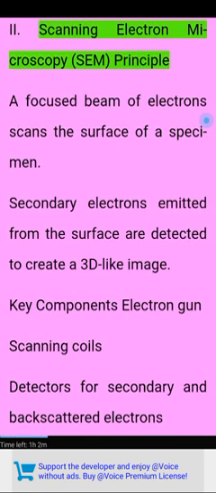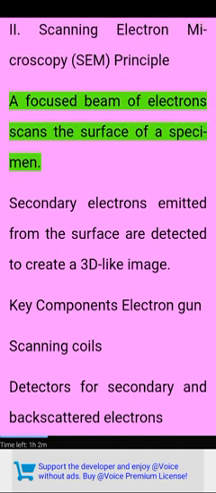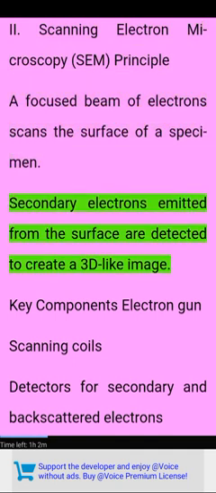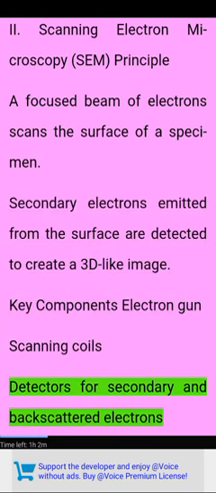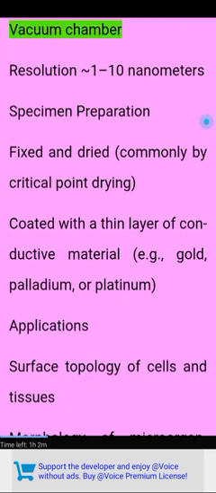2. Scanning electron microscopy (SEM). Principle: a focused beam of electrons scans the surface of a specimen. Secondary electrons emitted from the surface are detected to create a 3D-like image. Key components: electron gun, scanning coils, detectors for secondary and backscattered electrons, vacuum chamber. Resolution approximately 1 to 10 nanometers.